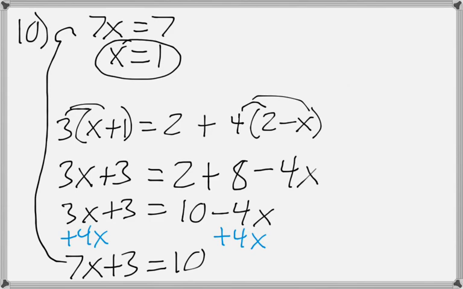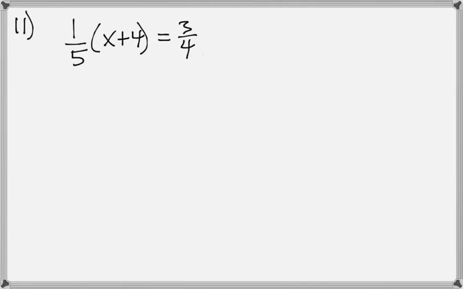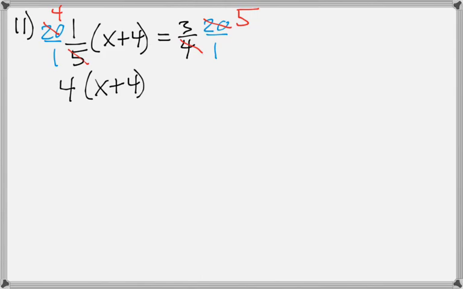And let's do number 11 as well. So my fractions that I have to worry about are the 5 and the 4. My LCD between those two is 20. So I'm going to multiply by 20 over 1. And let's see how those simplify. So this will be 4, and that'll be 5. So when I rewrite this, this will be 4 times x plus 4 is equal to, and this is 3.